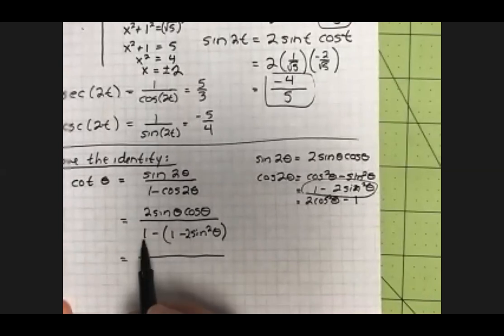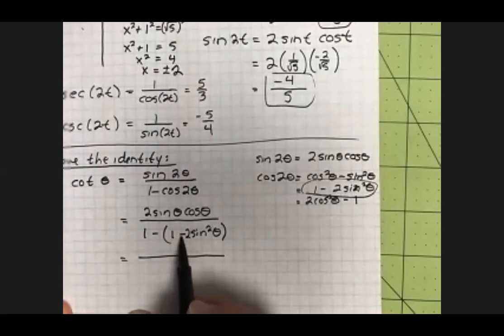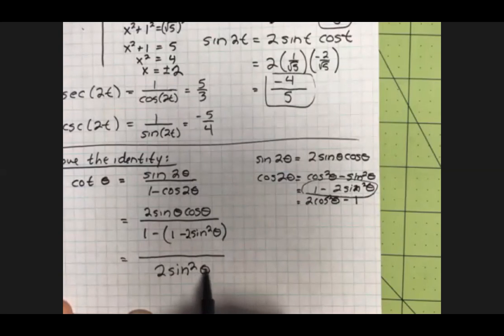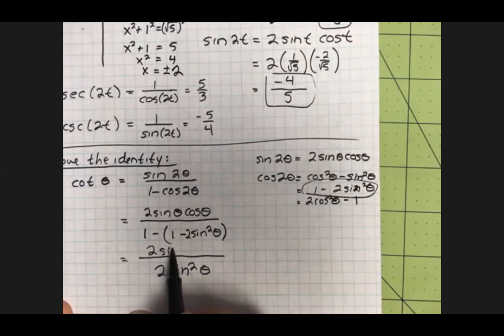What do I have on the bottom? 1 minus 1 is nothing. And then minus 2 sine squared theta is plus 2 sine squared theta. What else did I have on the top? 2 sine theta, cosine theta.